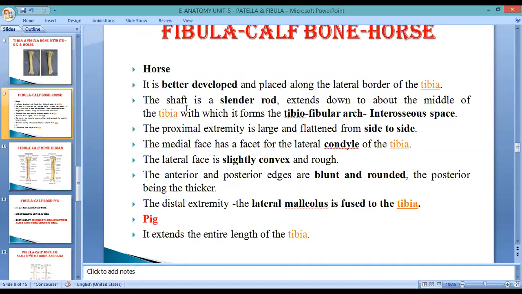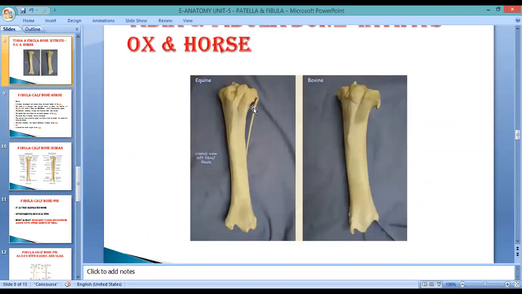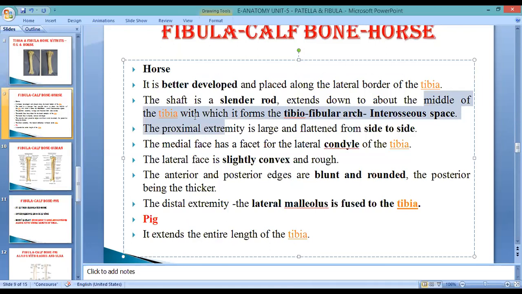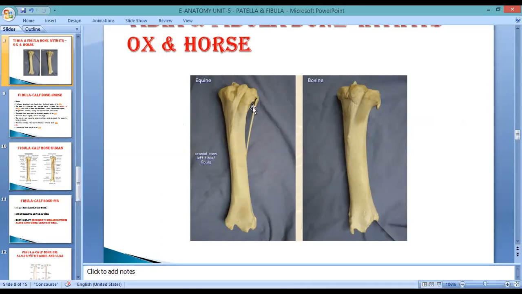We have already discussed, the shaft is cylinder or rod in shape. You have already seen, this is the shaft. This is the proximal extremity. This is the distal extremity, and in between the two there is a body or shaft. It extends down to about the middle of the tibia, with which it forms the tibiofibular arc or interosseous space. We have already discussed this structure, the tibiofibular arc, the interosseous space.